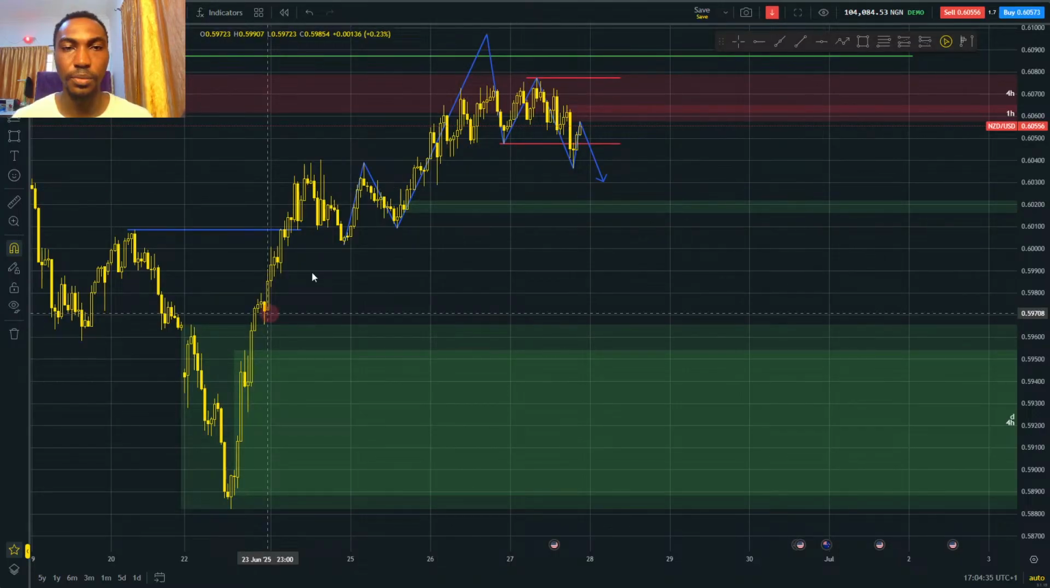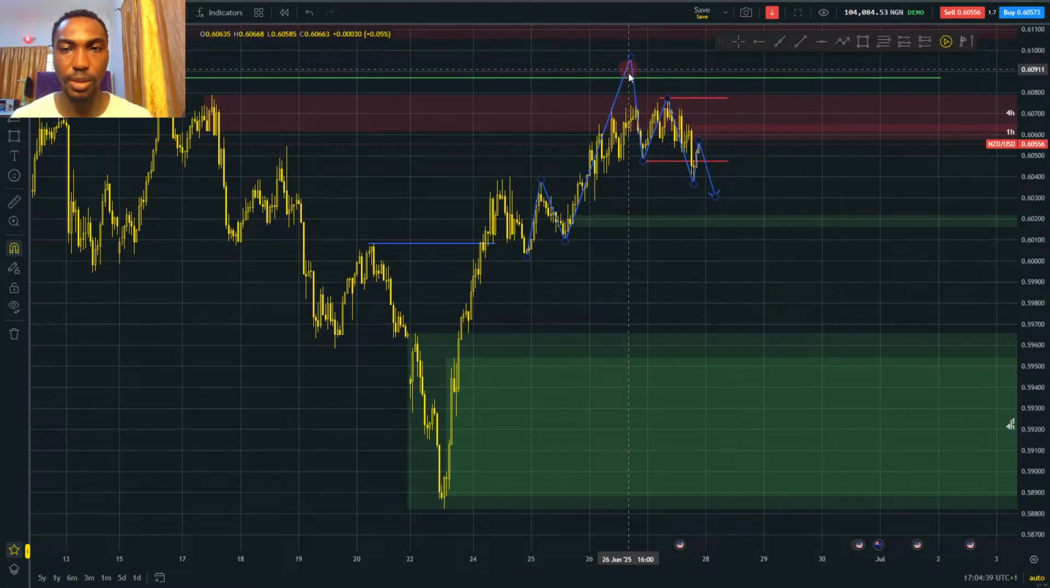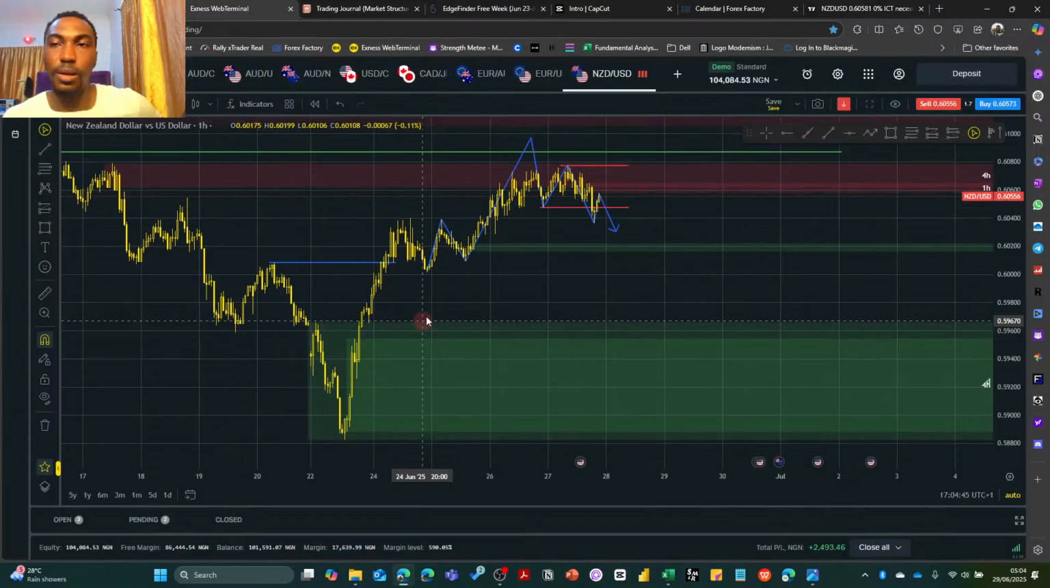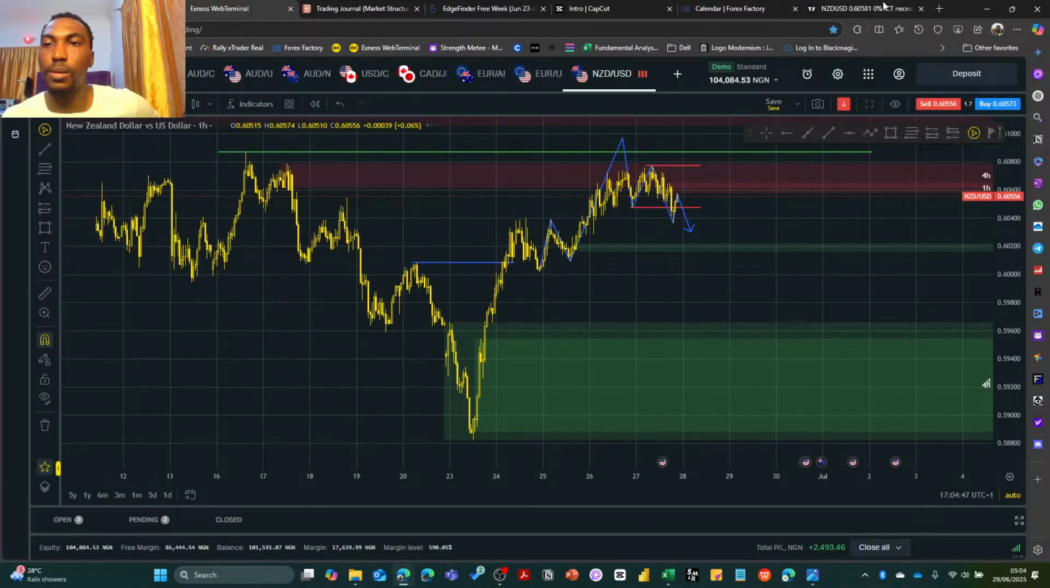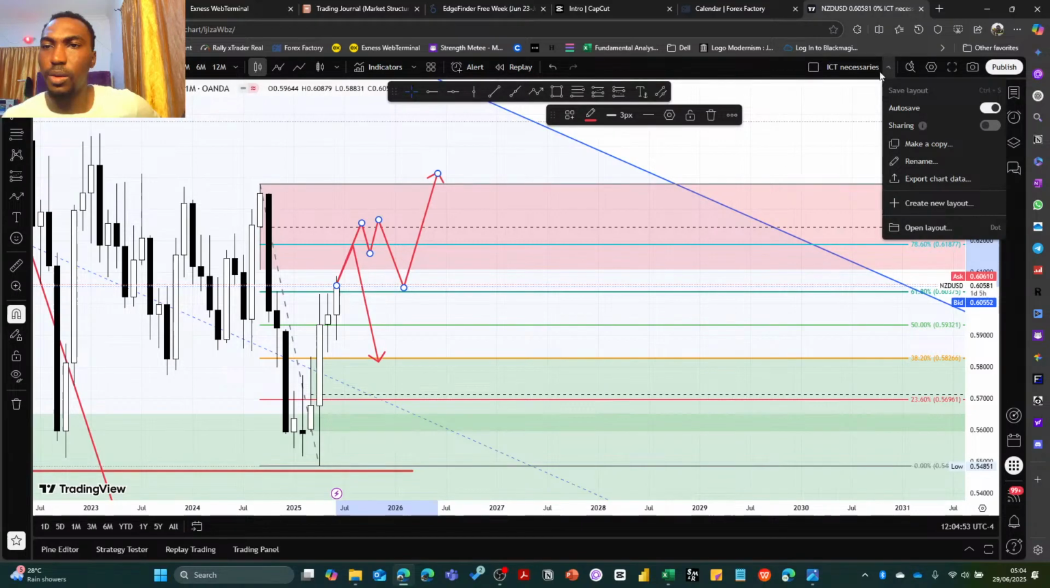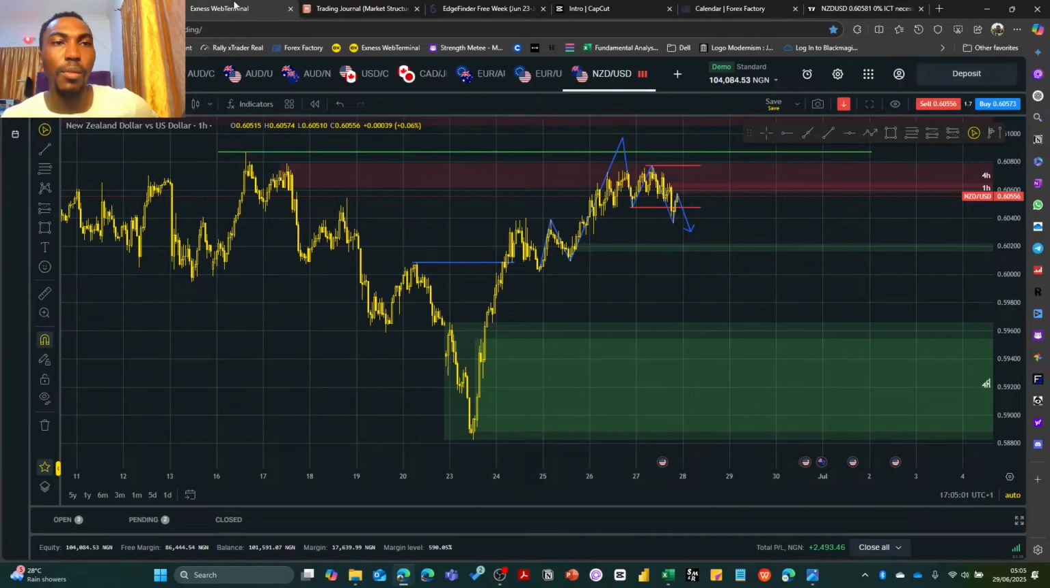But we still need price to break above this level for that to happen. That, to me, is all I see here. What's this? I'm seeing something ICT. Oh, wow. I have forgotten this actually existed. But well, it's all cool.